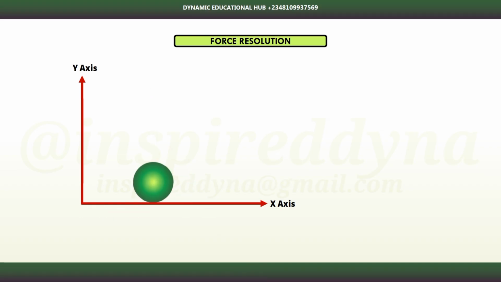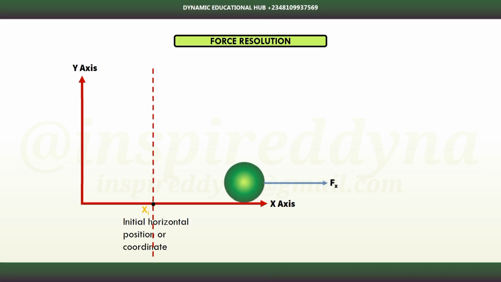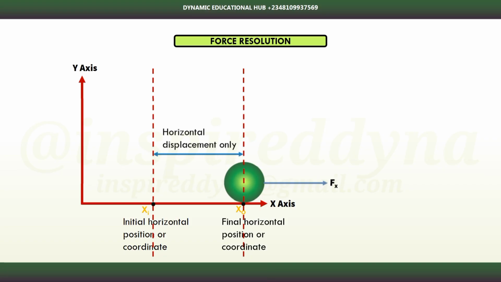In the same way, let's have our object and let's fix the position of this object. So we have an initial horizontal position or coordinate. So if a force is acting like, so this is the point here. If a force is acting along the x-axis as shown, what will happen? The object is going to slide along this axis, which means that this object only experiences horizontal displacement. So this is the final horizontal position or coordinate, which is x0. Initial is xi. So the distance between these two, that is our horizontal displacement. So it experiences horizontal displacement only.